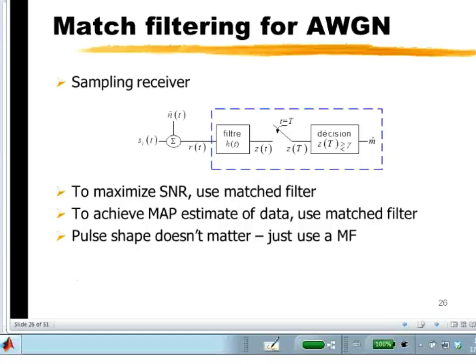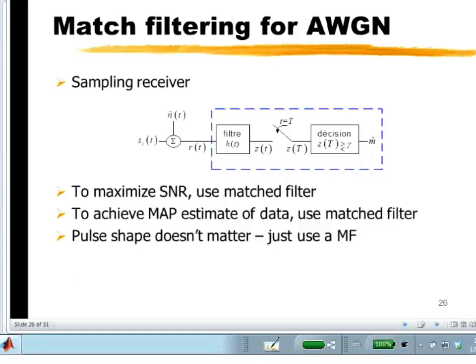Filtering we have to do. We have to filter. First of all, our channel filters it because our channel has finite bandwidth. But even at the receiver, we filter. And some classic results from communications theory is that if we have an additive white Gaussian noise channel, then the best strategy for detecting binary bits, for instance, is to use what we call a sampling receiver. So here we have a block diagram of a sampling receiver where we have the signal coming in. Added to that is the white Gaussian noise. That's why we call it an additive white Gaussian noise channel. R of t is the received signal. And in the blue box is my sampling receiver.